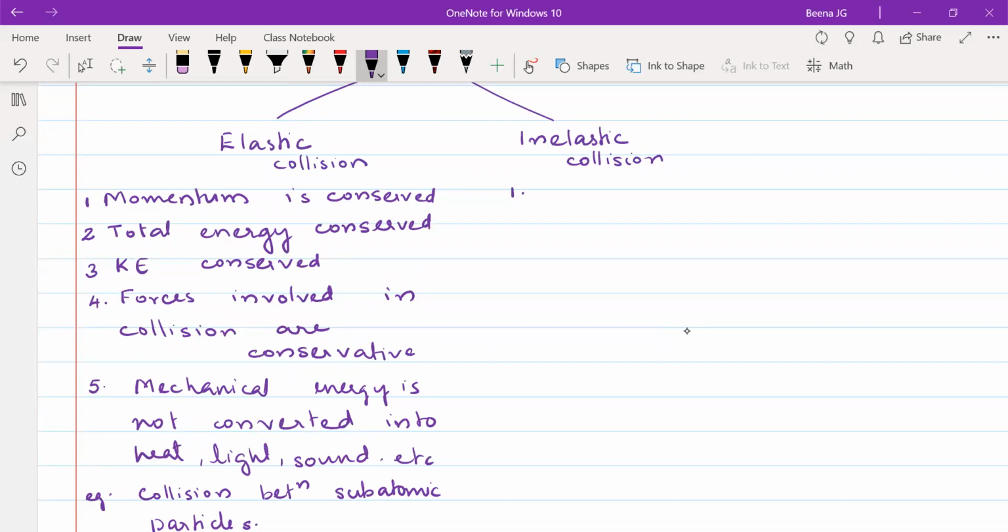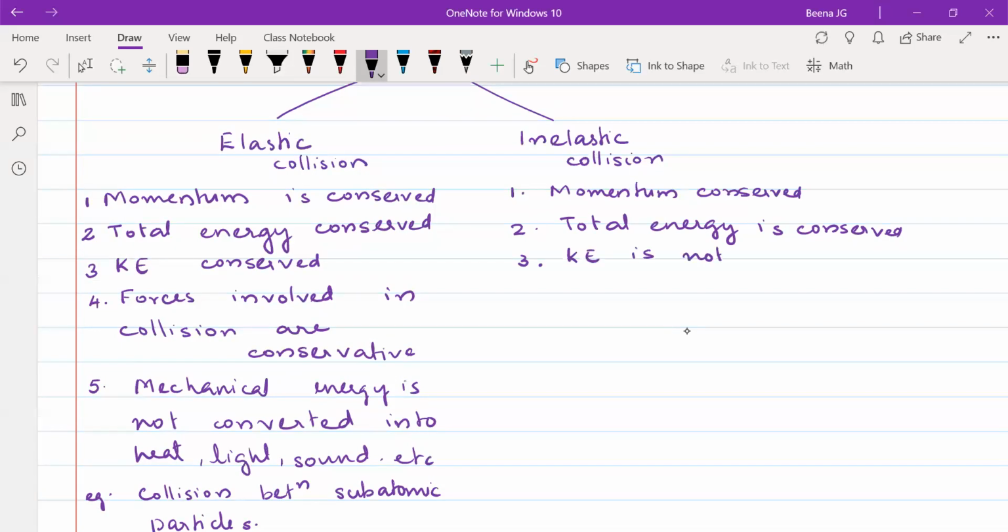So in this case also, the momentum is conserved, and the total energy is also conserved. Now comes one of the major differences. The kinetic energy is not conserved in this case. That is one of the major differences, so maybe we can emphasize this with a different color. Okay, kinetic energy is not conserved over here.